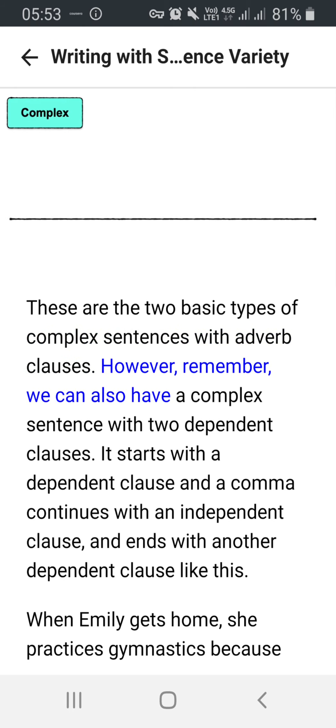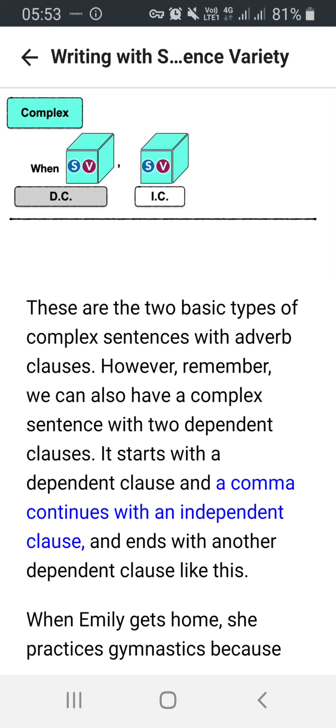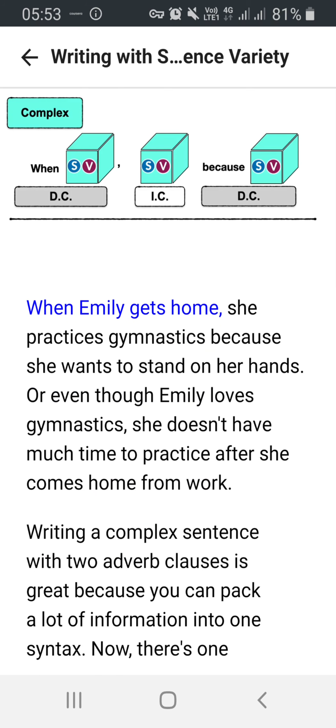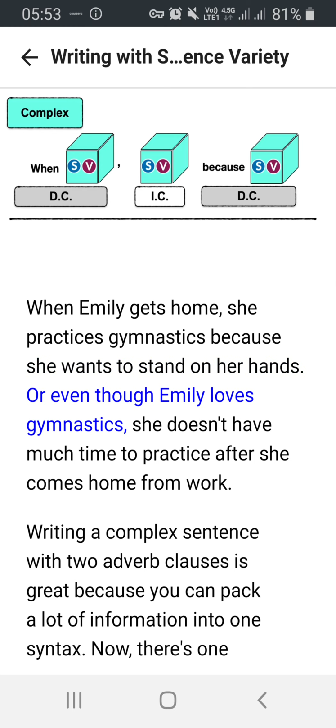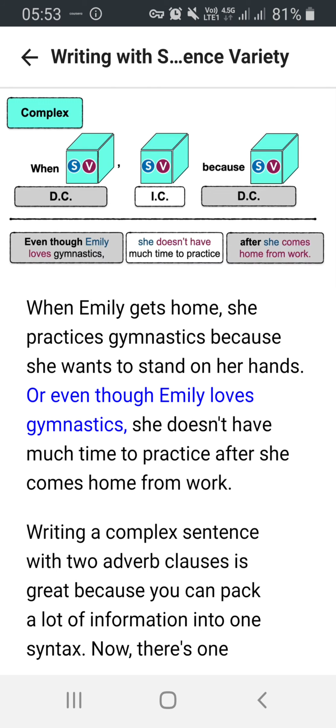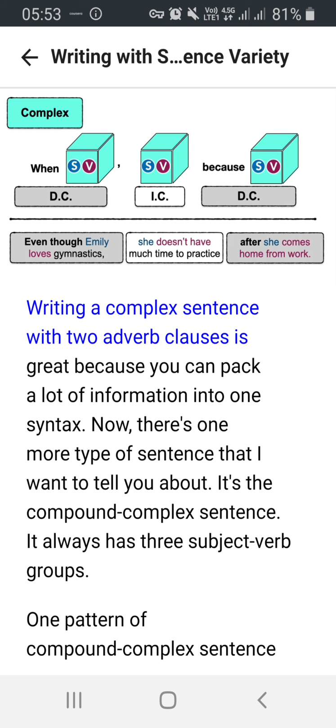However, remember, we can also have a complex sentence with two dependent clauses. It starts with a dependent clause and a comma, continues with an independent clause, and ends with another dependent clause, like this. When Emily gets home, she practices gymnastics because she wants to stand on her hands. Or, even though Emily loves gymnastics, she doesn't have much time to practice after she comes home from work. Writing a complex sentence with two adverb clauses is great because you can pack a lot of information into one sentence.